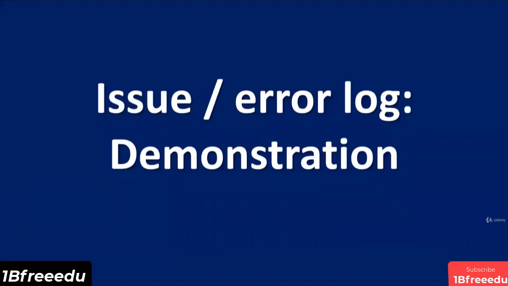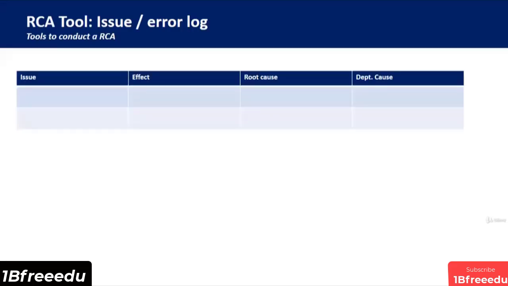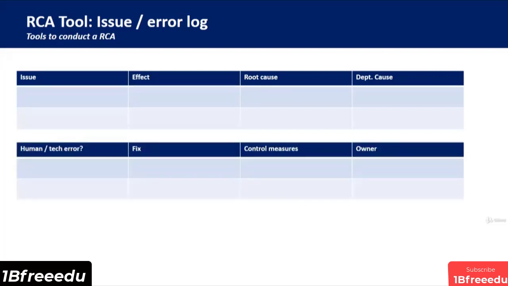So now let's look at a demonstration of an issue or error log in action. To build out your error log, you want to have the following categories. You want your issue to be identified, the effect of that issue, the root cause of the issue, the department cause, so which department that actually occurred in and which department caused that issue to happen, whether or not it's a human or technical error, the fix you've identified, the control measures you've identified to ensure that fix stays for the long term, and the owner.